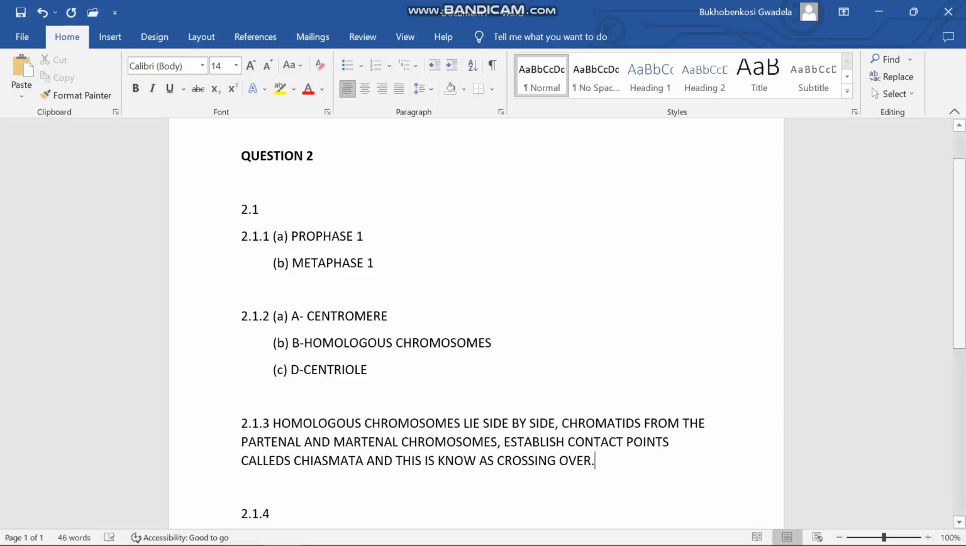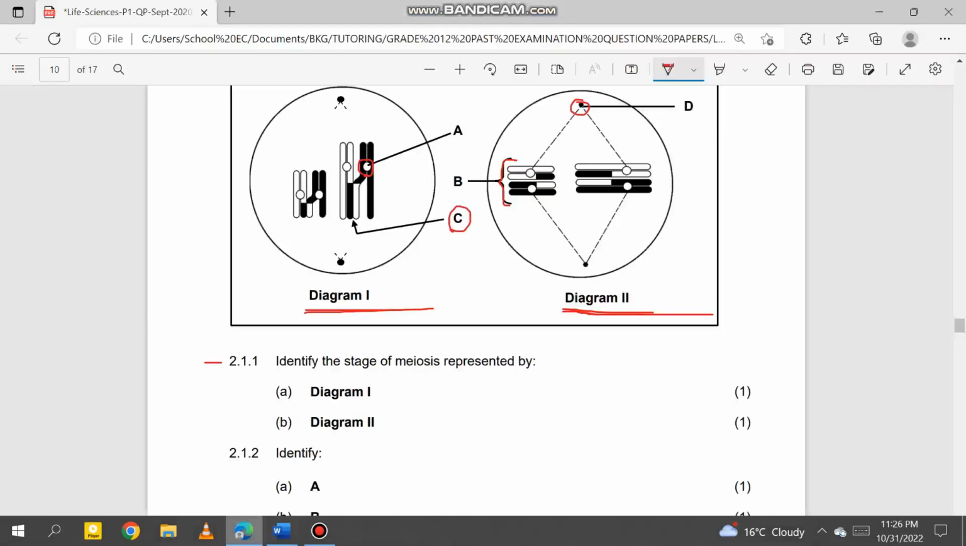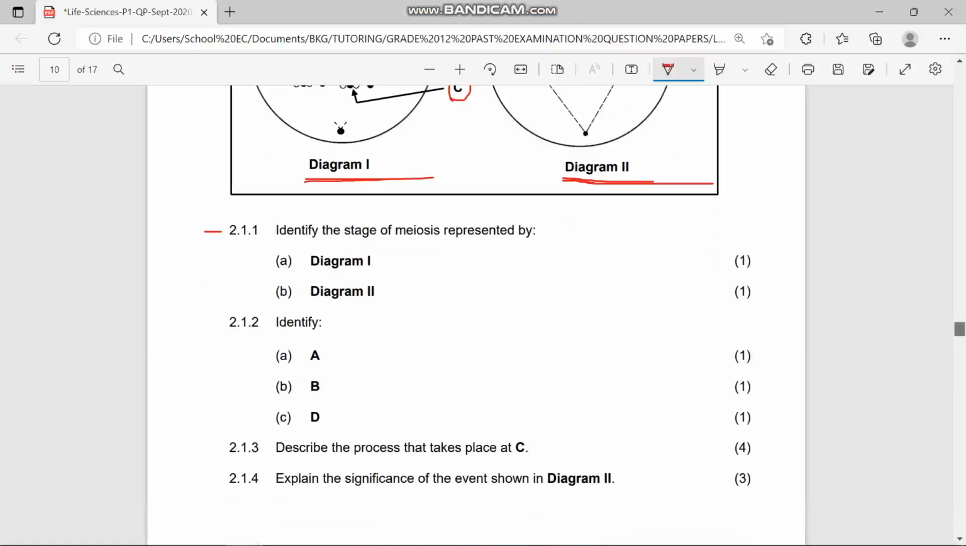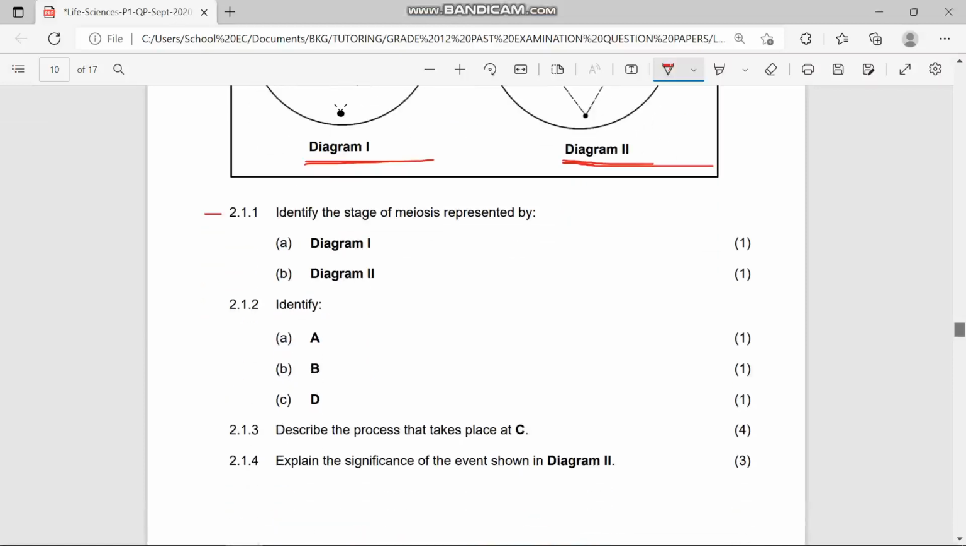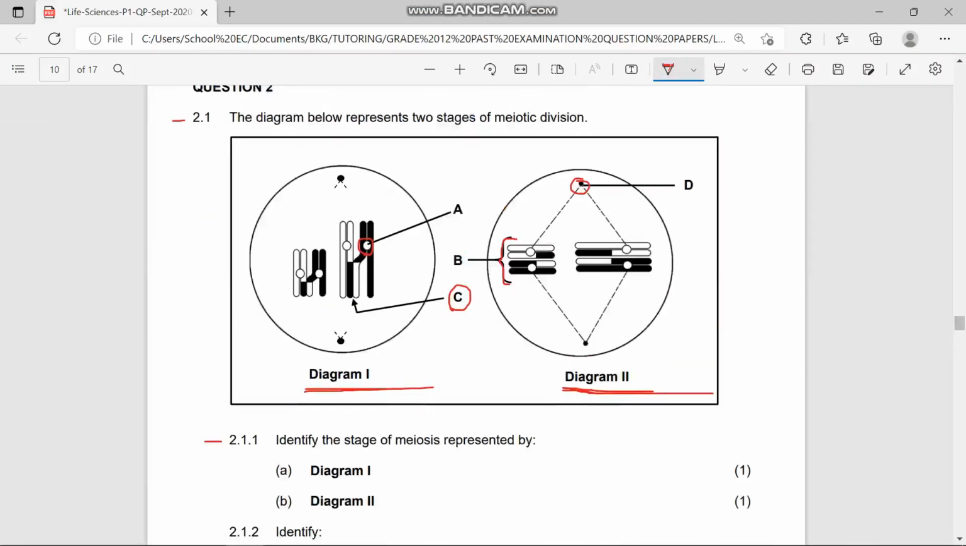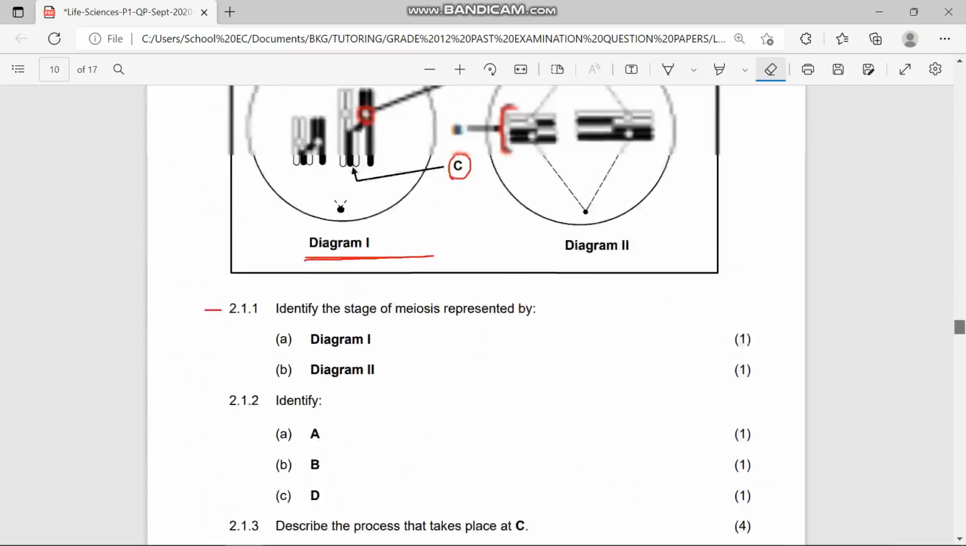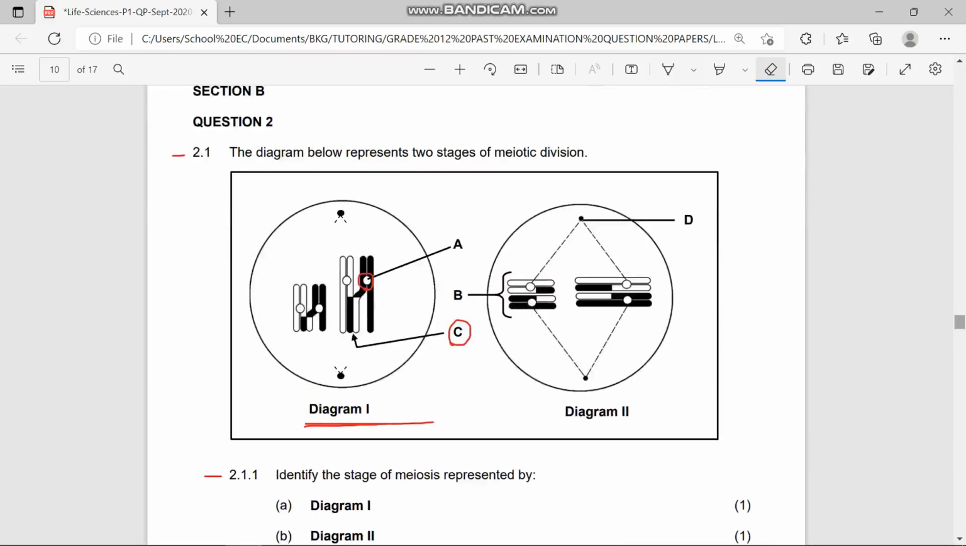Okay, let's move to 2.1.4. It says explain the significance of the event shown in diagram 2. So let's explain what is shown in diagram 2. Let's rub that so that you can see clearly. Significance of the event in diagram 2. So what's going on in diagram 2?